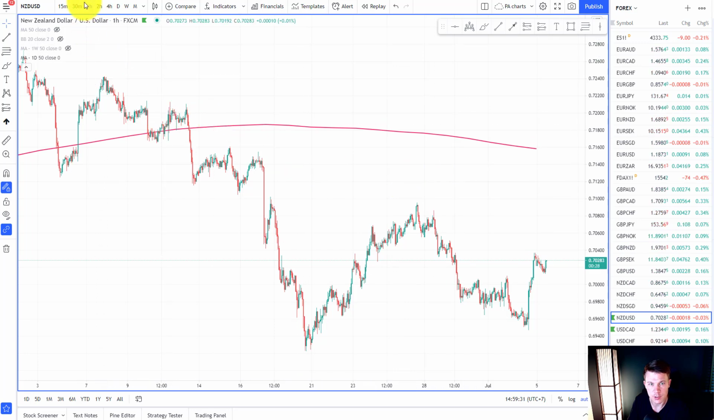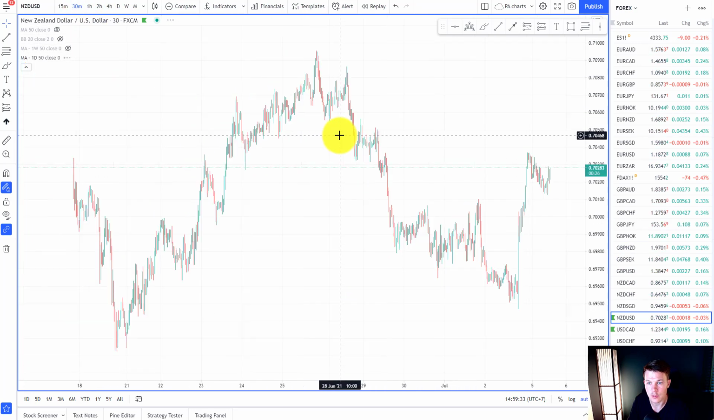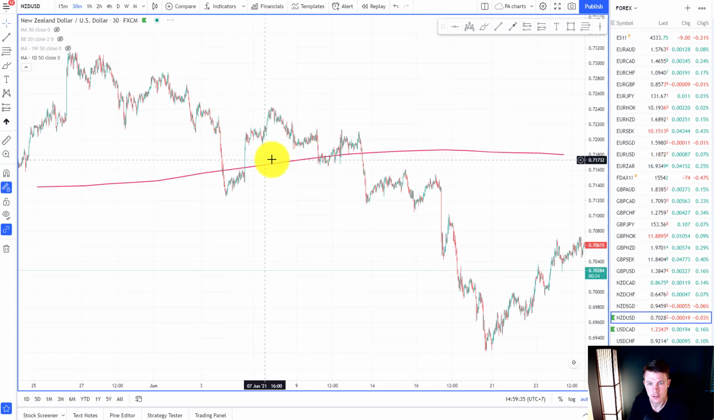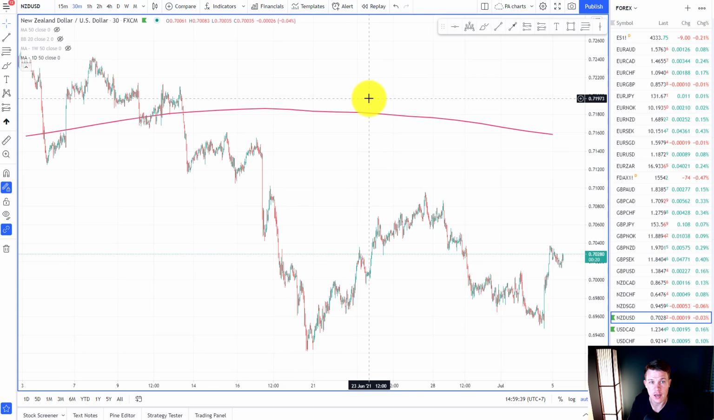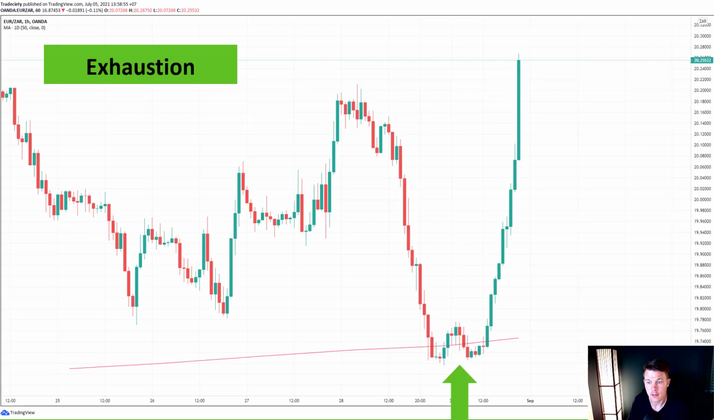So whether we go to the 1 hour where we are right now or to the 30-minute, this will always be the daily time frame 50 period moving average. As simple as that. Another example here of the Euro South African on the 1 hour with exhaustion. And again, it is a high probability setup to look for reactions and trading signals around the daily 50 period moving average.